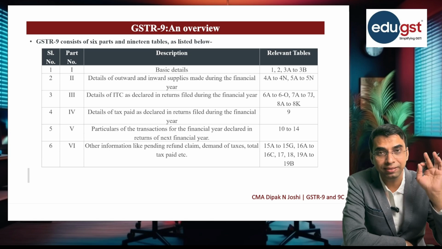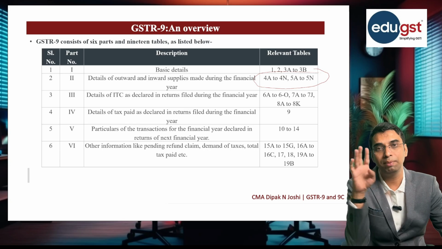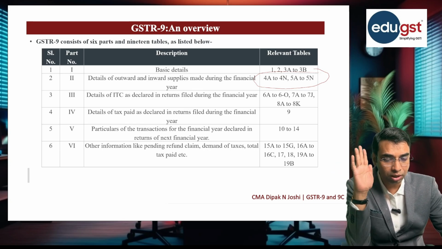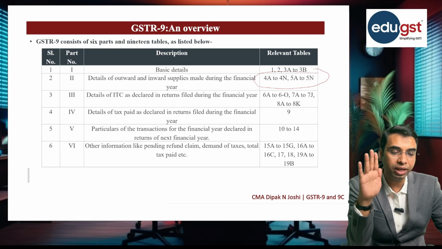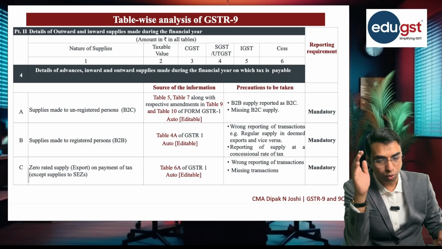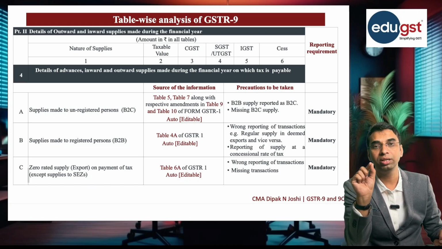Now, specifically in this session, we are going to focus only on 2 tables, table number 4 and table number 5, which are pertaining to outward and inward supplies made during the financial year. So, part 2 is headed details of outward and inward supplies made during the financial year.